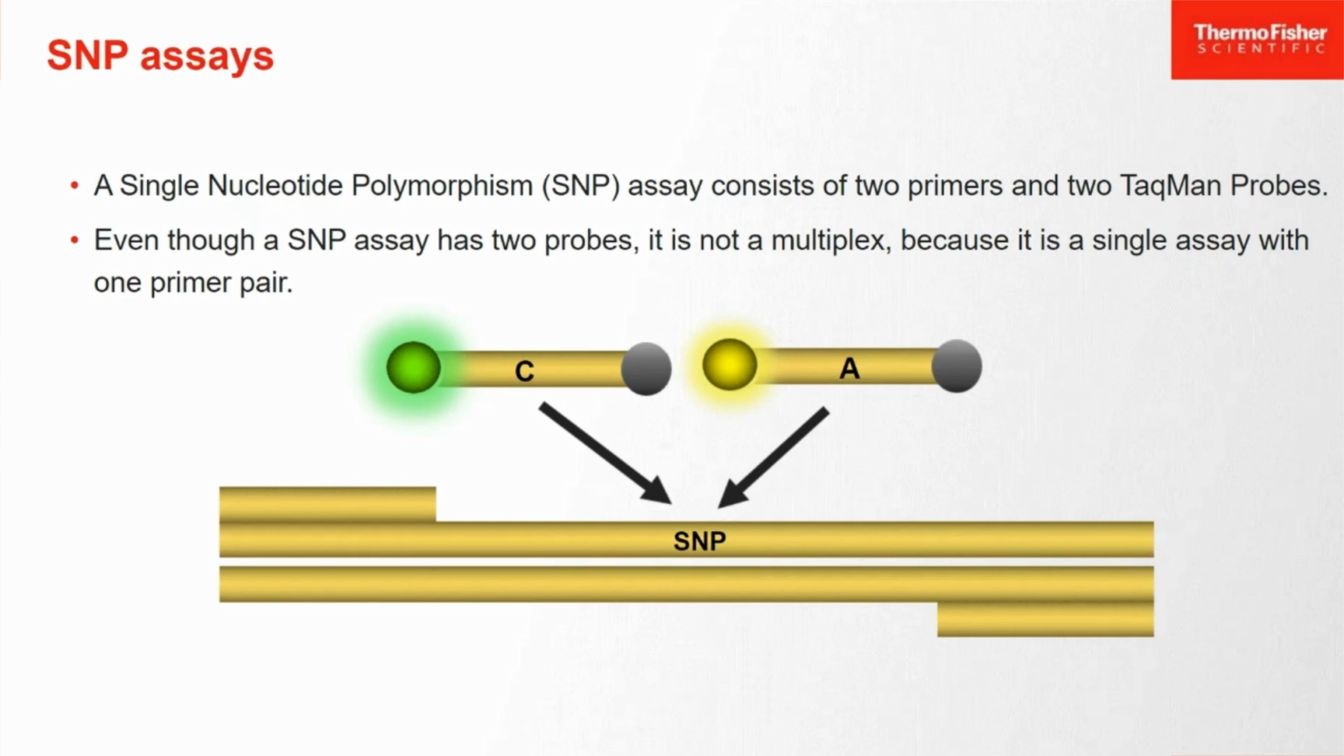Some researchers may be familiar with single nucleotide polymorphisms, and we have assays for those polymorphisms, and they involve two PCR primers and two TaqMan probes. Now, yes, the assay has two probes, but that doesn't mean it's a multiplex because it only has one pair of primers. So we consider this not being a multiplex.